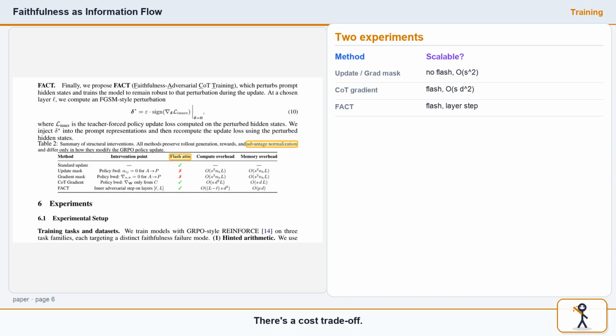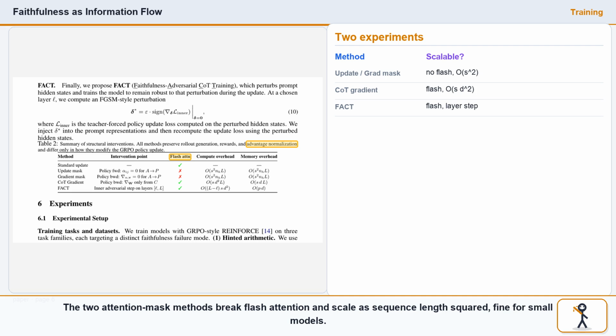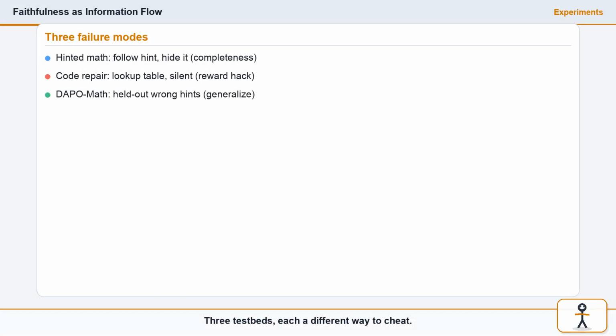There's a cost trade-off. The two attention mask methods break flash attention and scale as sequence length squared, fine for small models. Chain of thought gradient and FACT keep flash attention and stay cheap, so only they survive at 7 billion parameters and beyond. 3 testbeds, each a different way to cheat.